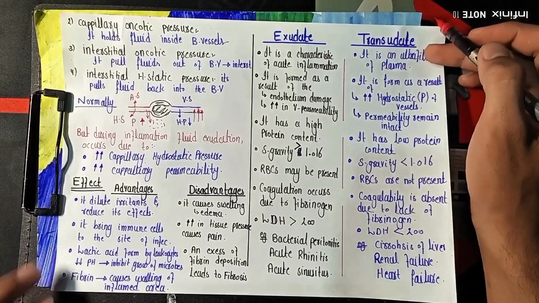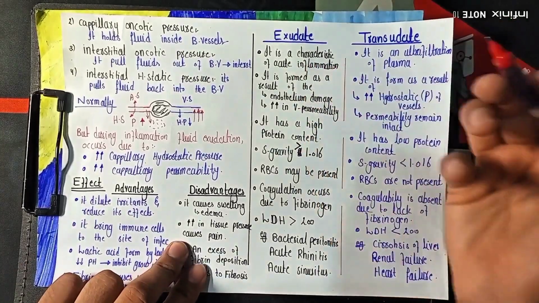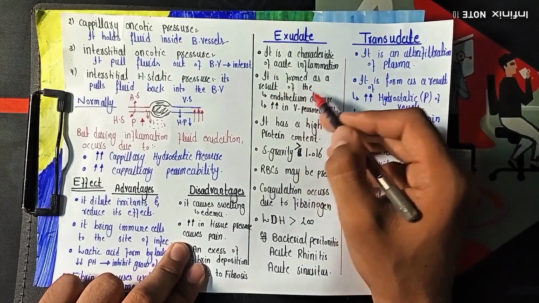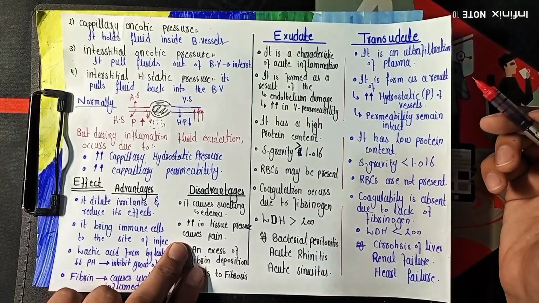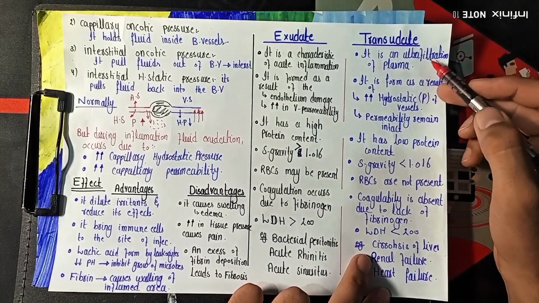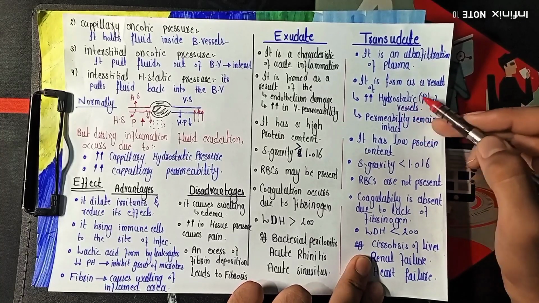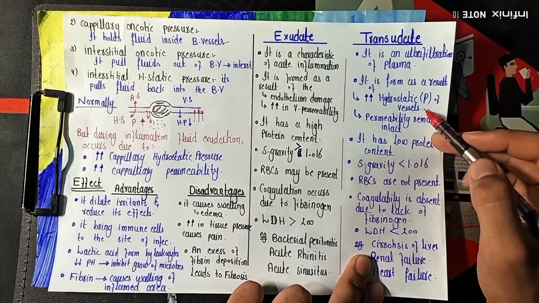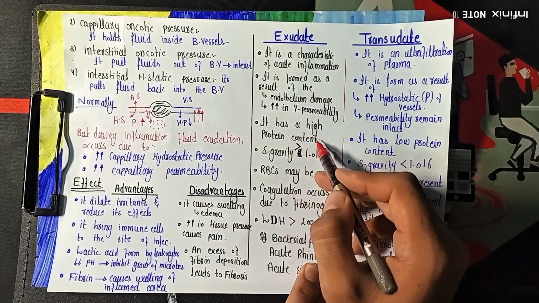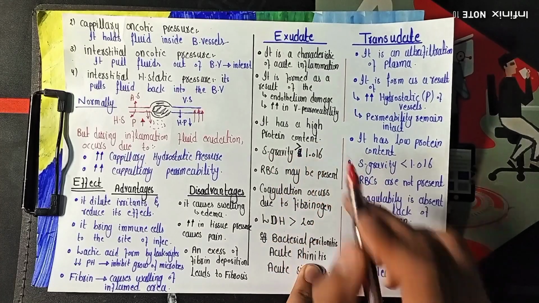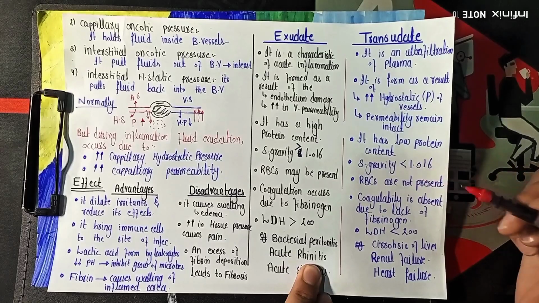Now let's talk about the difference between the exudate and the transudate. Exudate is a characteristic of acute inflammation, and it is formed as a result of endothelial cell damage or an increase in vascular permeability. Whereas transudate is the ultrafiltration of the plasma, and it is formed as a result of increased hydrostatic pressure, and the permeability of the endothelium remains intact in the transudate. Similarly, the exudate has a higher protein content and its specific gravity is greater than 1.016, whereas the transudate has a low protein content and its specific gravity is less than 1.016.